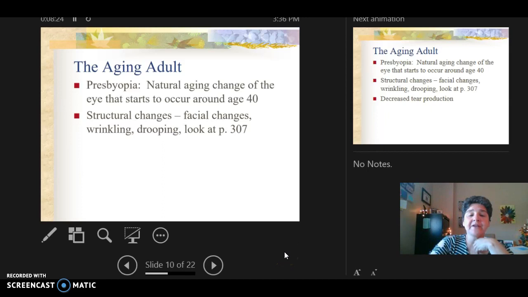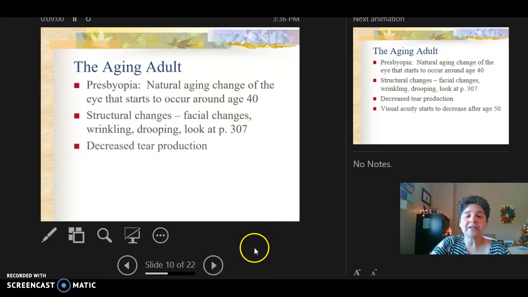Structural changes: we have facial changes, wrinkling, drooping. If you look at page 307 in your book, it'll talk more about these changes in the eyes that you might see. There's a good picture that's actually called pseudoptosis, and that's on page 307, but you can see the drooping of the eye and the wrinkling around it as well.